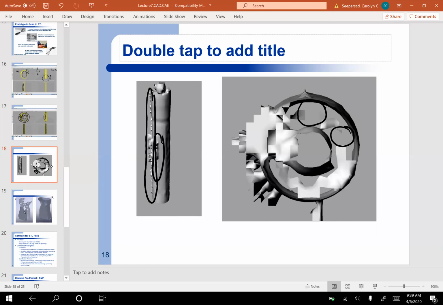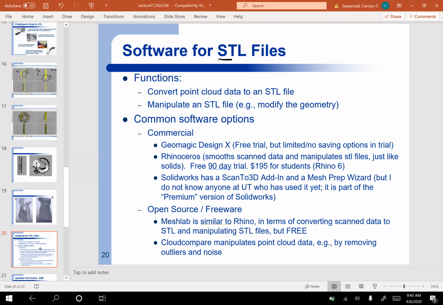All right. So software for STL files, right? There is software that will act on or manipulate STL files themselves. They'll convert point cloud data to an STL file, and they'll also help you manipulate an STL file, right?